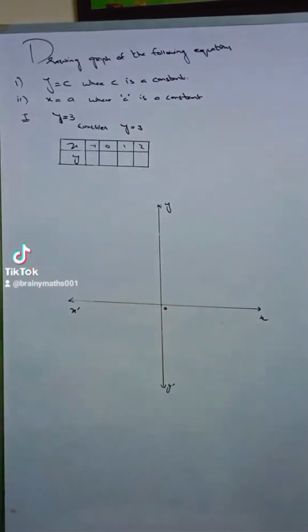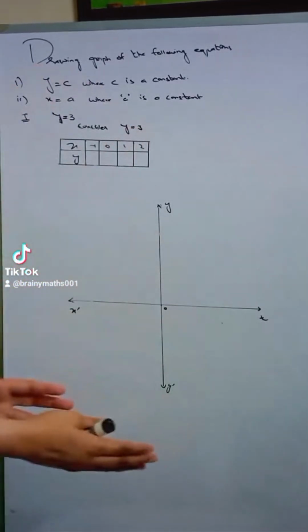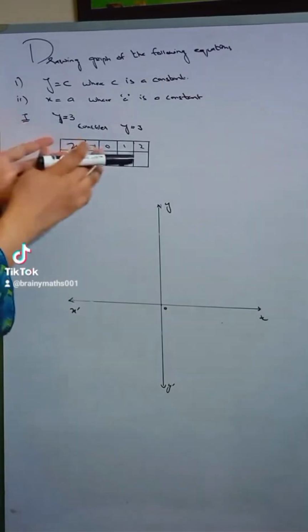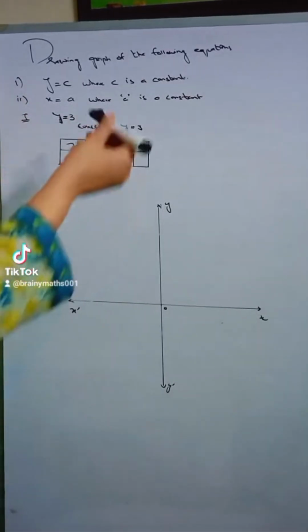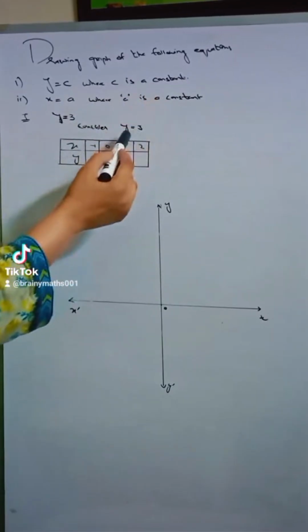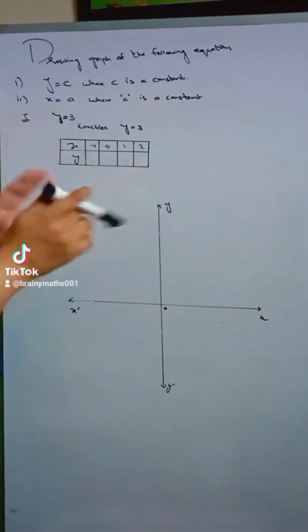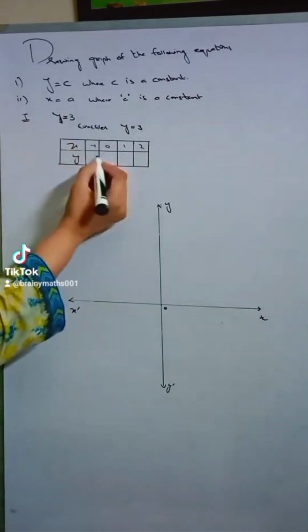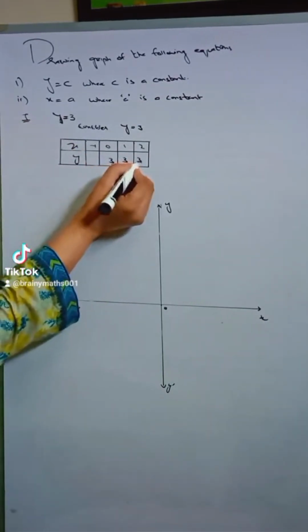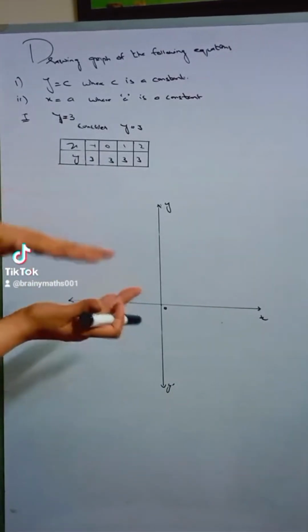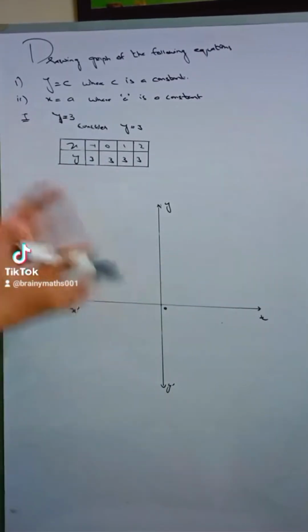Now, we have to represent y equals 3 on the graph. So, I just write it like that: y equals 3. But remember one thing I said before: where c is a constant, it means y equals 3 is constant. Constant means it's not varying. So y equals 3 means 3, 3, 3, 3. Y is constant, y is stable, y is not varying, y is not moving.